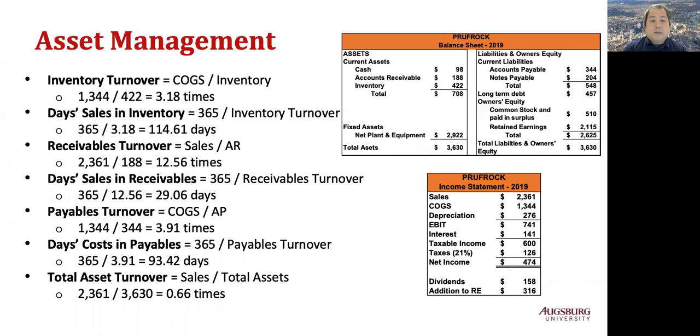First part is efficiency ratio. This is also called the asset management ratio. So this ratio measures how efficiently we use the asset.